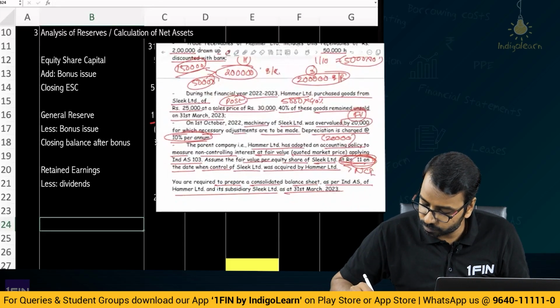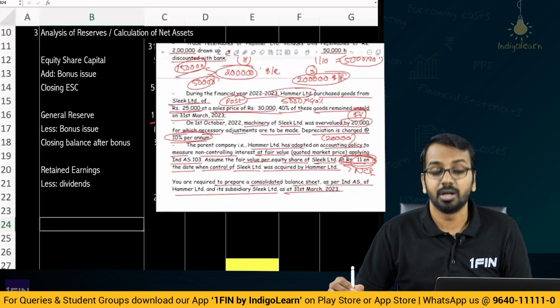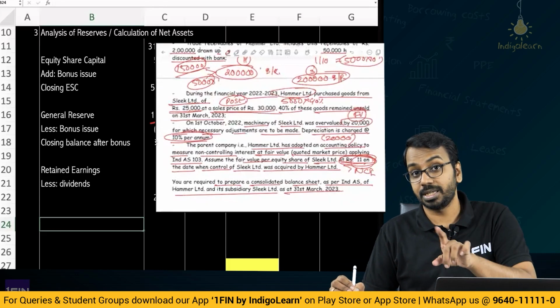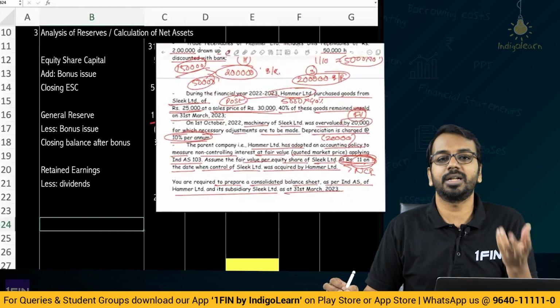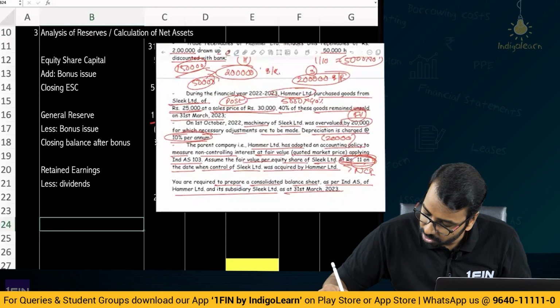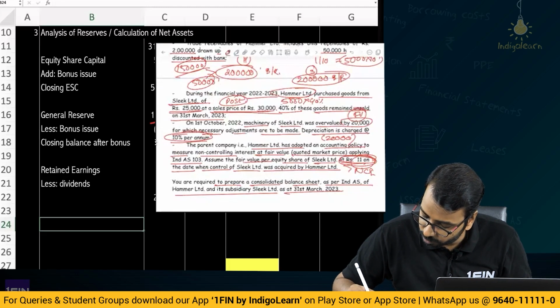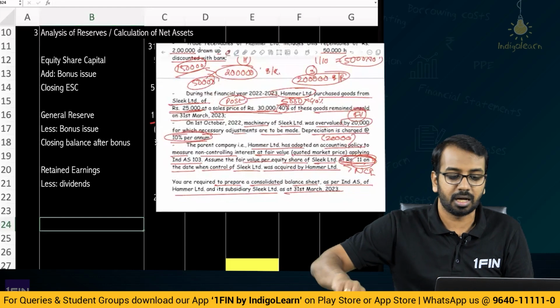Hammer Limited purchased goods from Sleek Limited of 25,000 at a sales price of 30,000. Who purchased? Hammer Limited. From whom? From Sleek. So basically, who sold? Sleek sold to Hammer. Subsidiary sold to Holding. Who made the profit? Subsidiary made the profit. What is the profit made? Profit made is 30,000 minus 25,000, 5,000 of profit. 40% of these are still unsold.